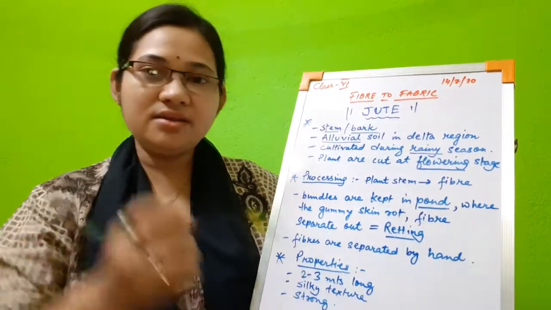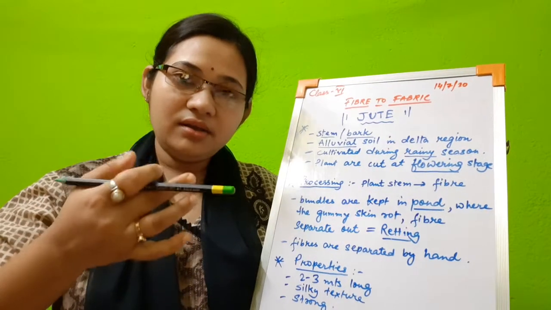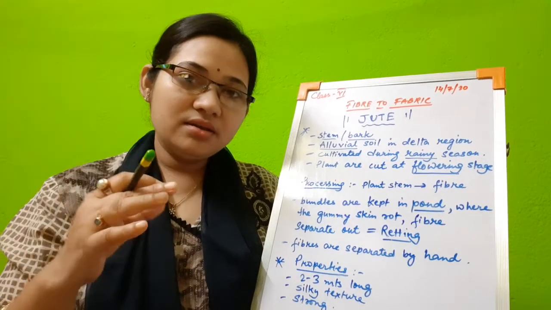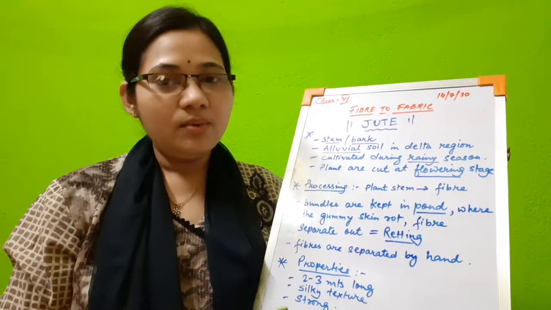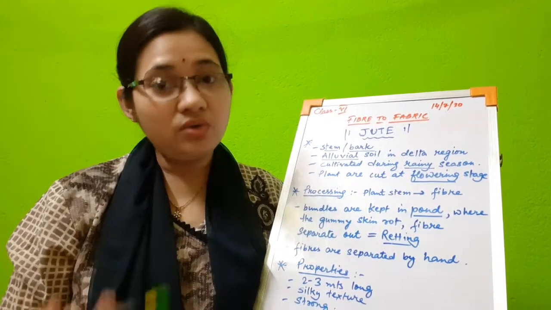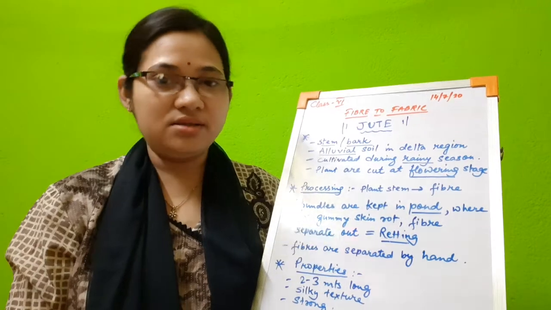After that, these strands are spun in the factories or mills, and different types of products are produced from them. What kind of products? Like gunny bags, ropes, carpets, curtains, etc.